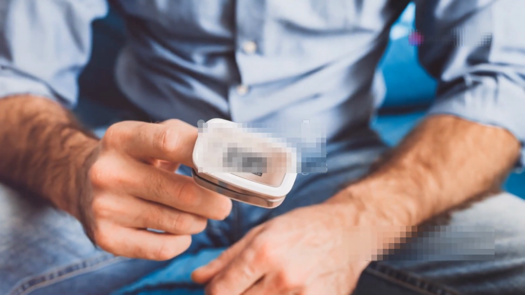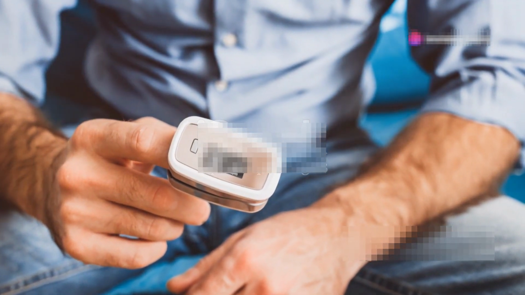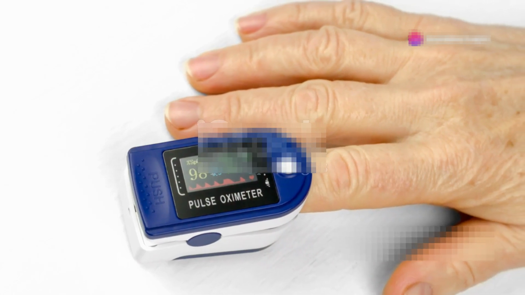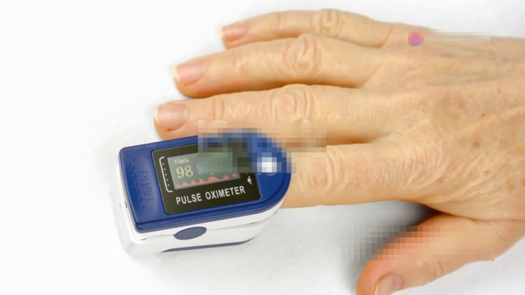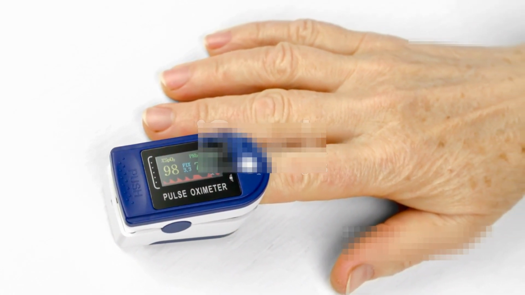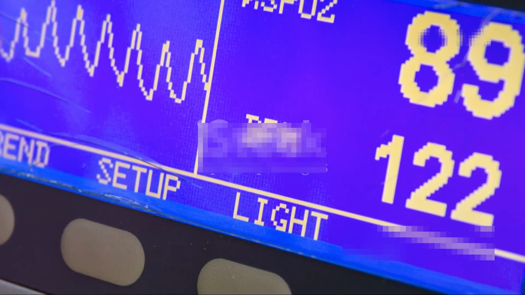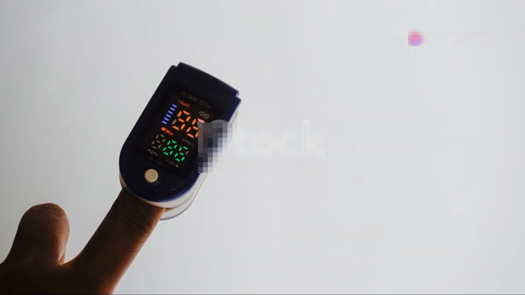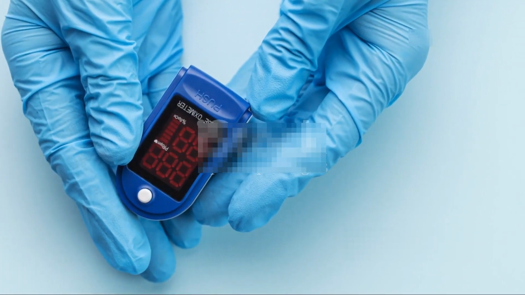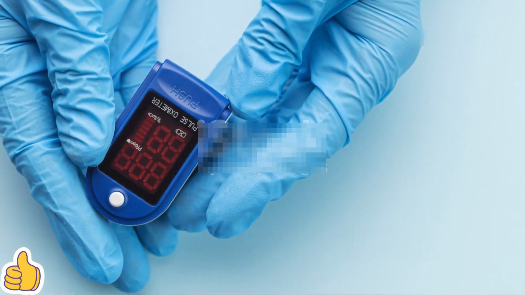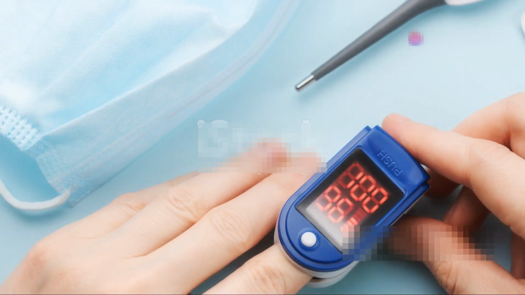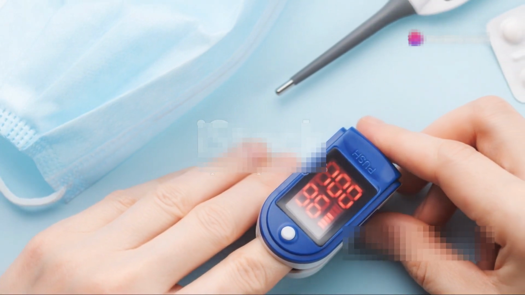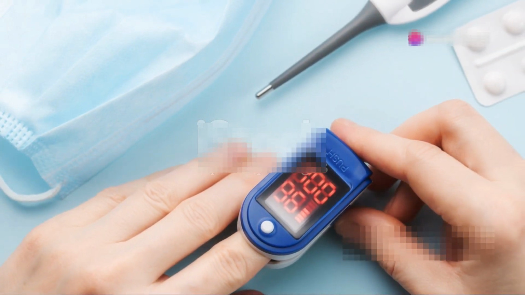Impact on mechanical ventilation. Blood gas analysis is essential in managing patients on mechanical ventilation. It helps in adjusting ventilator settings to optimize oxygenation and carbon dioxide removal. Arterial versus venous blood gases. While arterial blood gases, ABGs, are the standard, venous blood gases, VBGs, can sometimes be used as an alternative, particularly when arterial sampling is difficult. However, VBGs have limitations and are typically less accurate for certain parameters like PaO2.